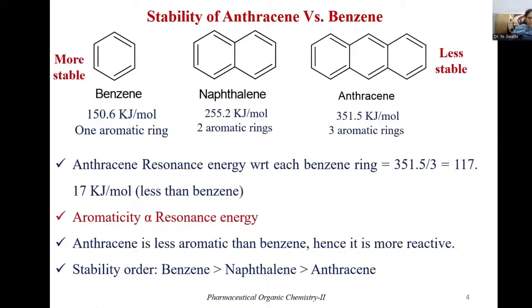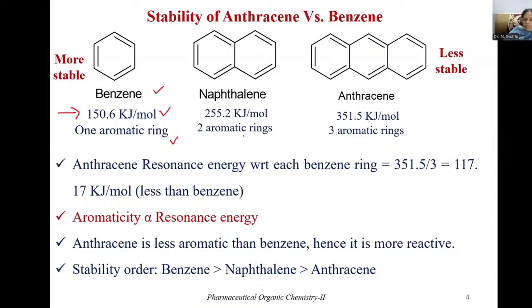The stability of naphthalene when compared with benzene is already discussed in the earlier course videos. So on similar lines, now let us consider the stability of anthracene. The structures of all three are given here along with their resonance energy. Anthracene consists of three aromatic ring systems, and the resonance energy of anthracene is 351.5 kilojoules per mole. Now we have the structures, resonance energy, and the number of rings present.